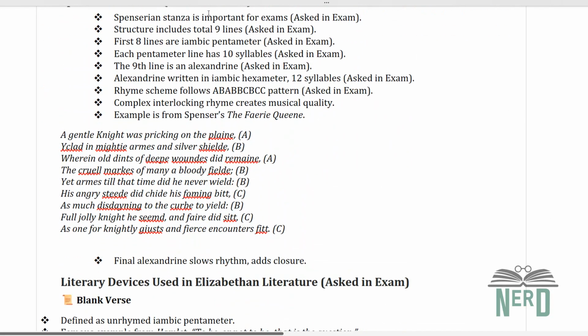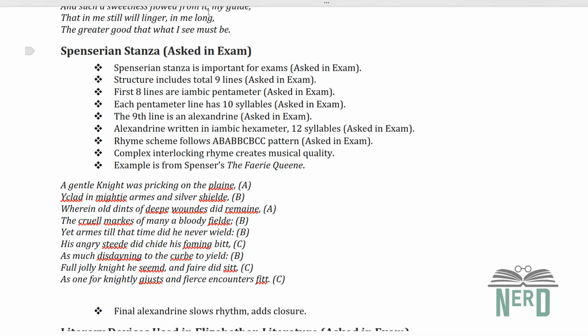Alright, here's a form you absolutely cannot afford to miss for your exam, the Spenserian stanza. Yes, this has been asked in exam, so give it your full attention. First, the structure. Each stanza has 9 lines. It was asked in exam. The first 8 lines are written in iambic pentameter, meaning 10 syllables per line again, asked in exam. And then comes the jewel, the 9th line, a longer iambic hexameter with 12 syllables, also called an Alexandrine, and this was also asked in exam. That final line slows the rhythm, providing weight and closure.